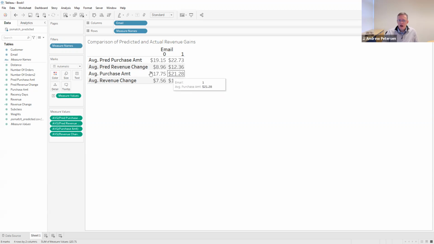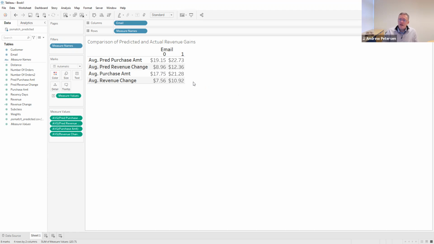If we look at the revenue change as well, we see here that on average, the revenue from before to after, and this is the actual. So this would be based on the model result, and this would be based on the actual. And so what we can see here is that our model did a pretty good job of capturing what really happened.